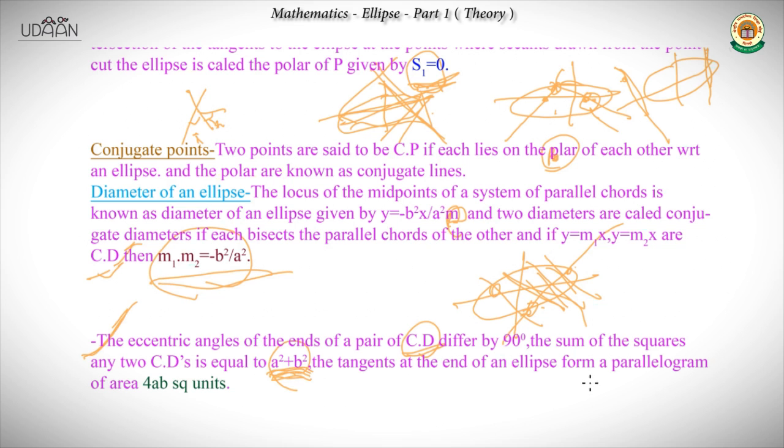And another point, the tangents at the endpoints of the conjugate diameters form a parallelogram of area 4AB square units. So sometimes they might give the equation of the ellipse and directly tell that tangents are drawn at the endpoints of the conjugate diameters, find the area of the parallelogram. So we wonder where the conjugate diameters are drawn, as infinite conjugate diameters are possible, what will be the area? But you need to remember such points. So we told some points are very useful in solving some of the questions directly.